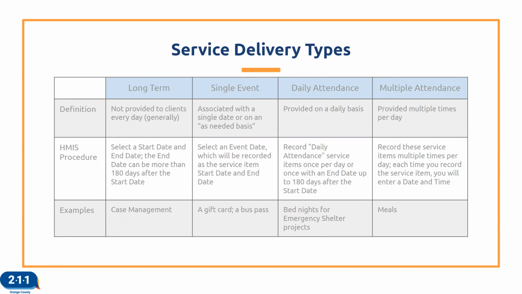Daily attendance delivery types are service items provided on a daily basis. In HMIS, users can record these service items once a day or once with an end date up to 180 days after the start date. Note that the service can also be provided in the attendance module. Examples would be bed nights for emergency shelter projects.